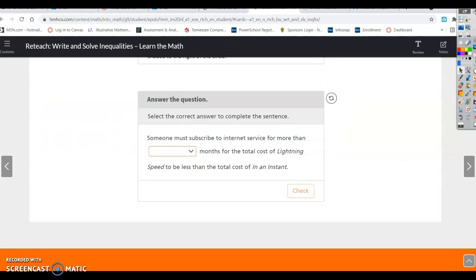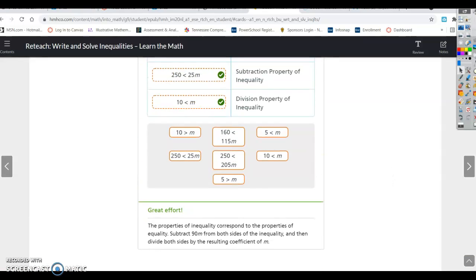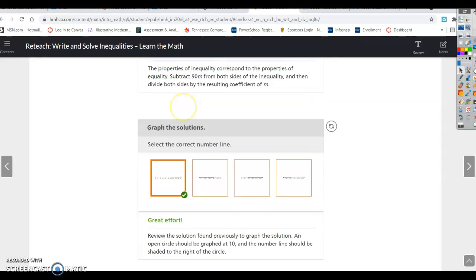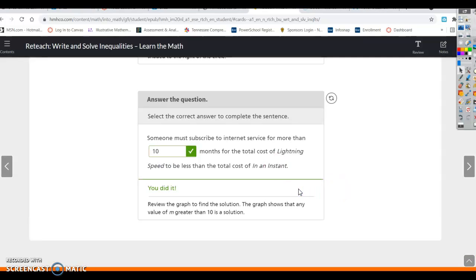All right, the last question says, select the correct answer to complete the sentence. Someone must subscribe to internet service for more than blank months for the total cost of Lightning Speed to be less than the total cost of In an Instant. So someone must subscribe for more than 10 months. So we got m greater than 10. So more than 10 months would be the correct answer.